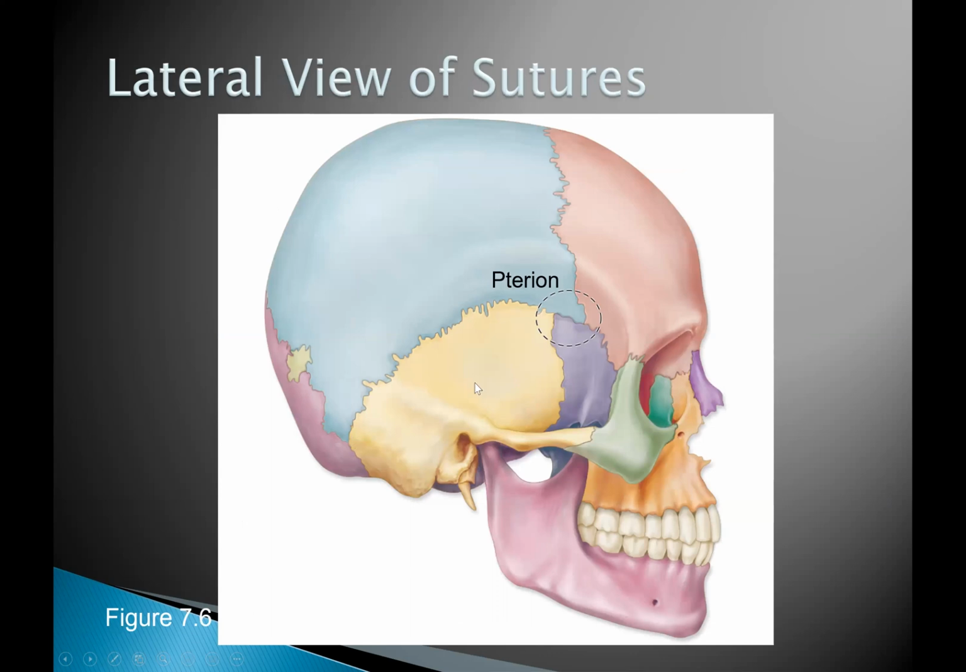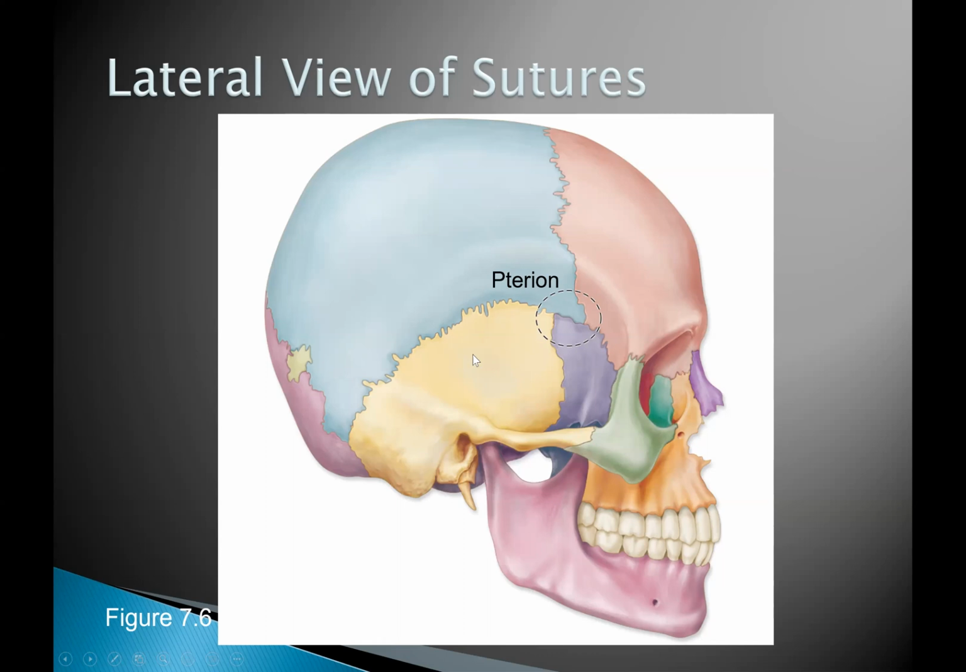And in a lateral view, here's your coronal, from your frontal and parietal. Here's your lambdoid. And then separating the temporal bone and the parietal bone right here, this is known as the sagittal suture.